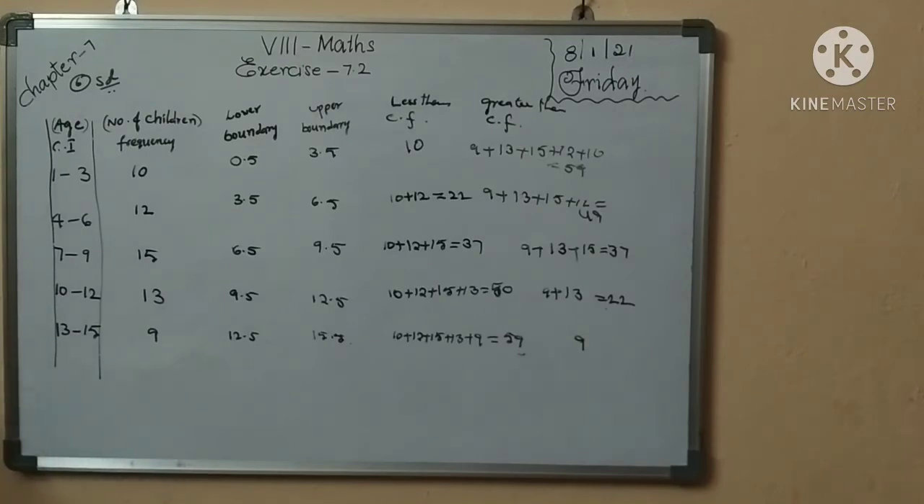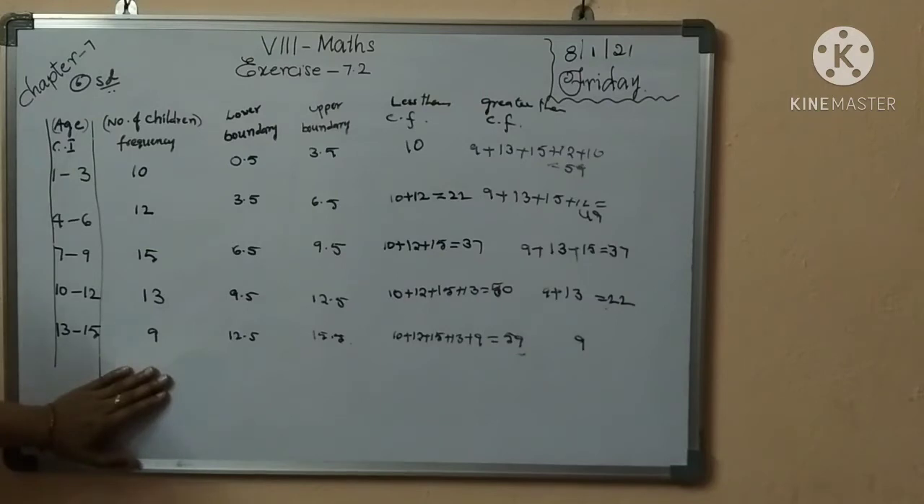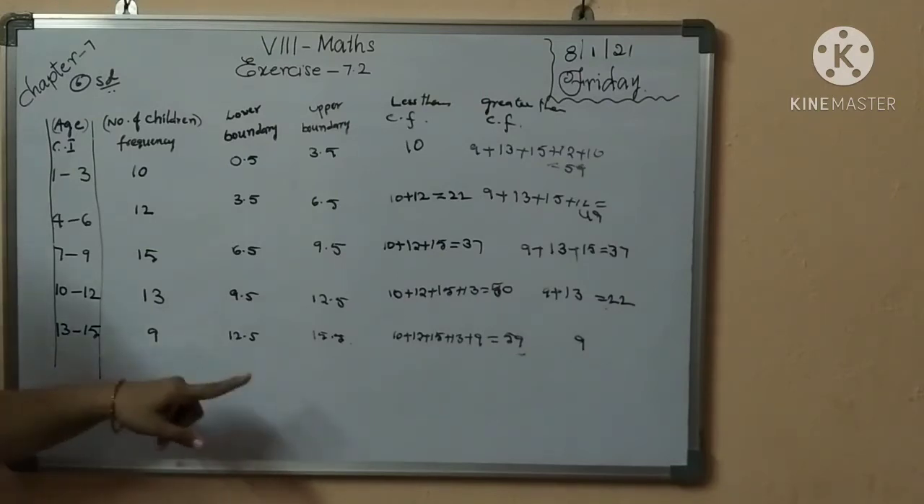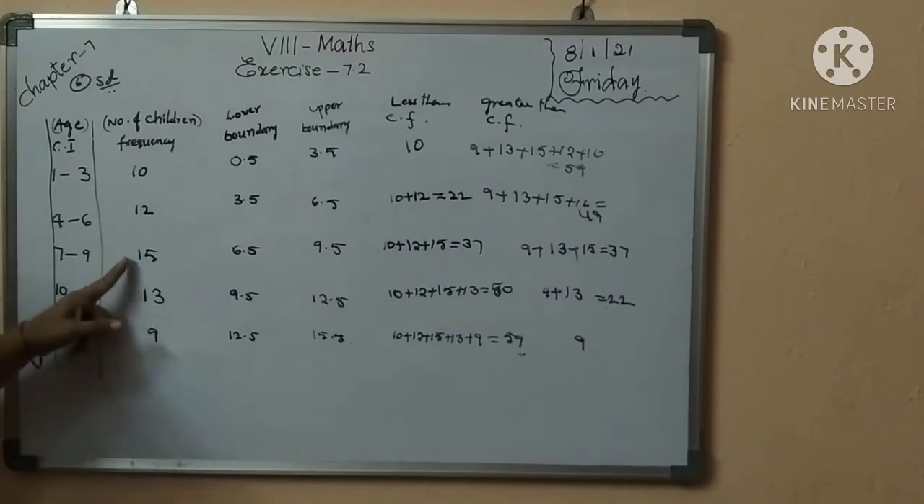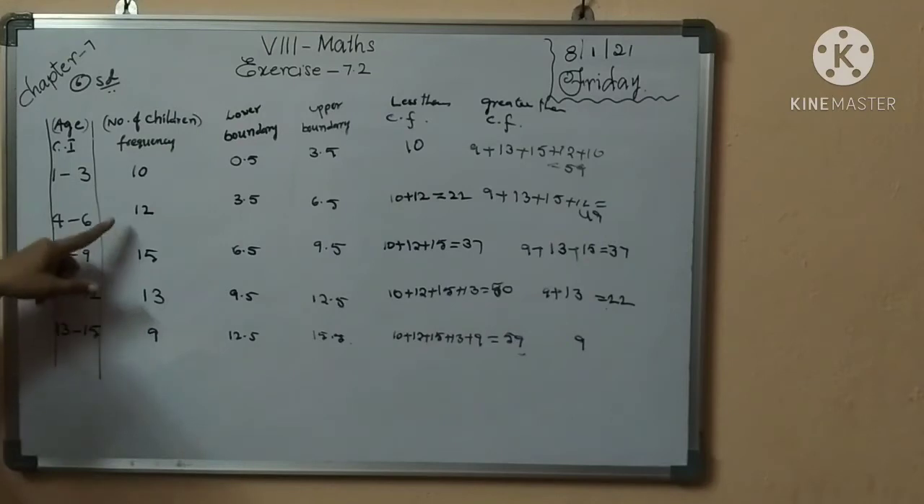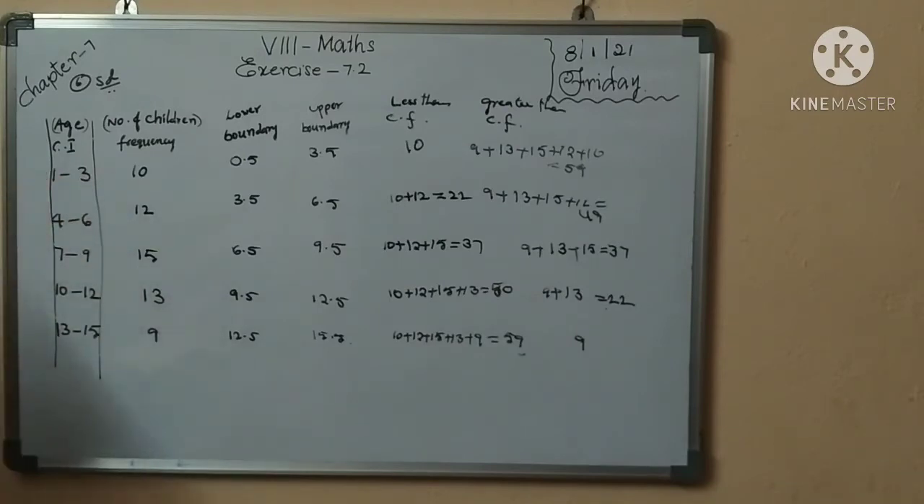Next, the greater than cumulative frequency. Now start from the bottom onwards. Here 9 is there. 9 plus 13 is 22. 9 plus 13 plus 15 is 37. 9 plus 13 plus 15 plus 12 is 49. 9 plus 13 plus 15 plus 12 plus 10 is 59. This is the lower boundary, upper boundary and cumulative frequencies. Okay, did you understand, children?